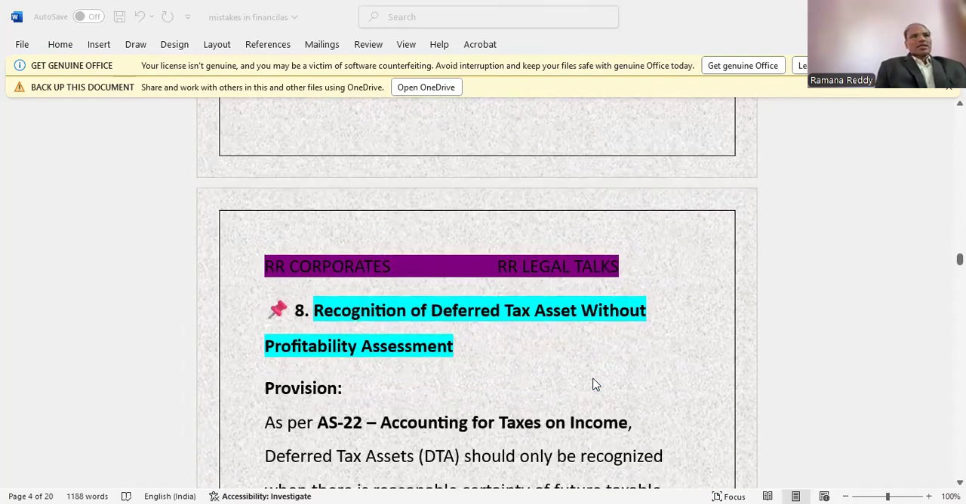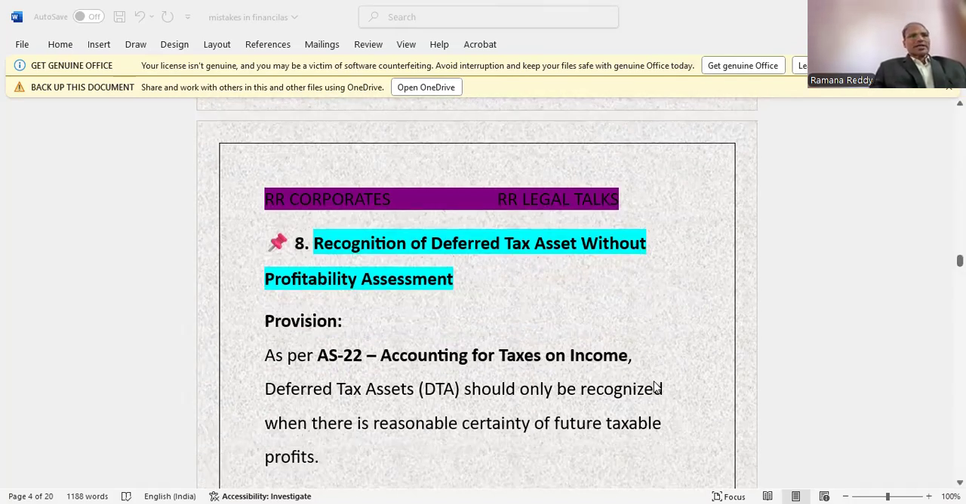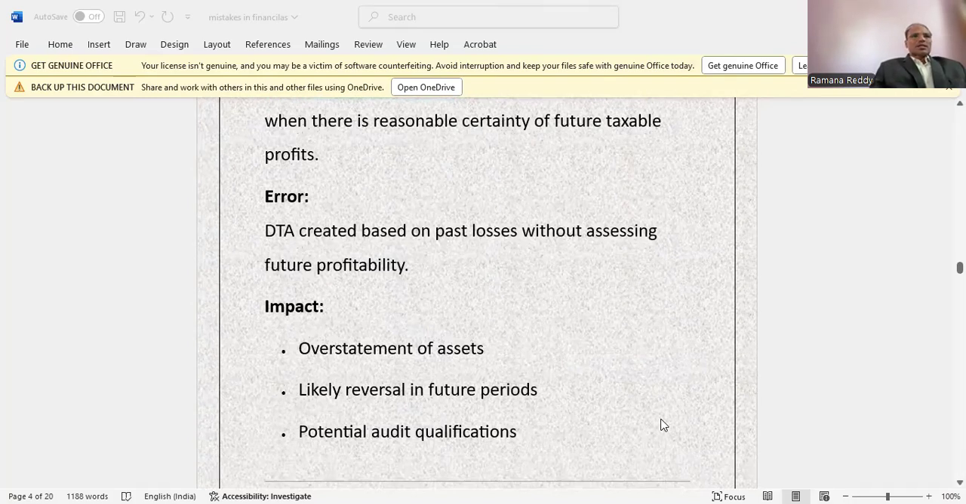And another error: recognition of deferred tax asset without profitability assessment. You see, Accounting Standard 22, Accounting for Taxes on Income: a deferred tax asset (DTA) should only be recognized when there is reasonable certainty of future taxable profit. The error: DTA created based on past losses without assessing future profitability. The impact would be overstatement of assets, likely reversal in future periods, and potential audit qualifications.